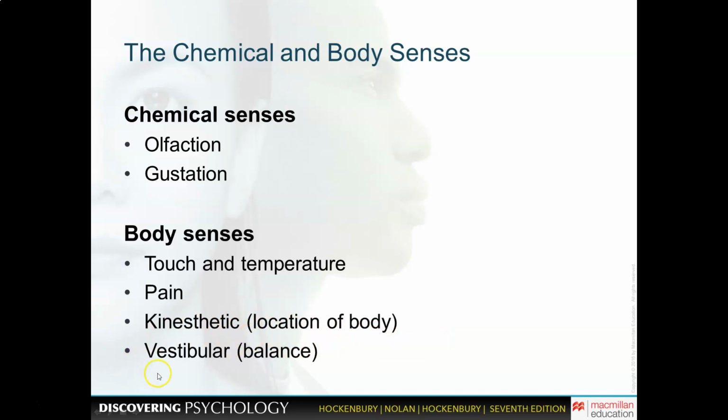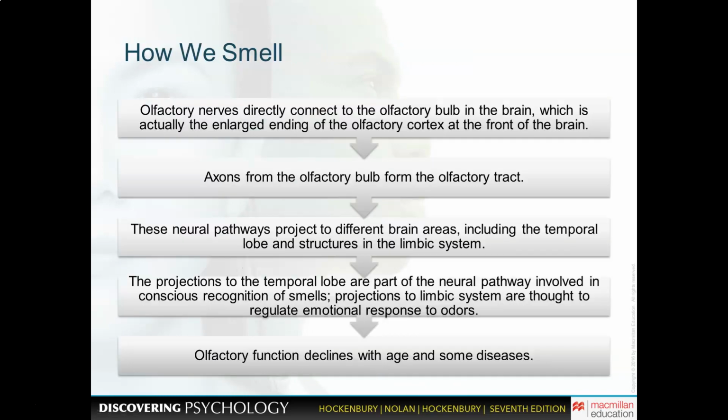And then last but not least, we have what's called vestibular. Vestibular refers to our sense of balance. That's how we sense whether we're balanced or not. Okay, let's take a look at some of this. This is just a review on how we smell, how we actually sense through the smelling apparatus here. So please feel free to pause and look at this on your own.